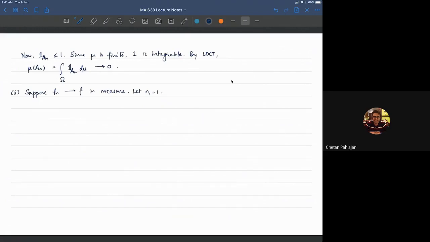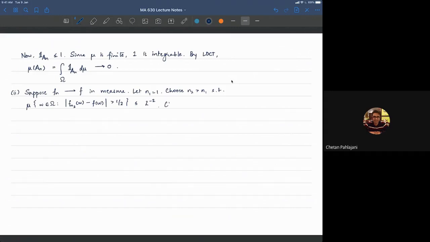And I'll choose n2 greater than n1 such that μ of the set of all ω in Ω where |fn2(ω) − f(ω)| > 1/2 is less than or equal to 2^(−2).